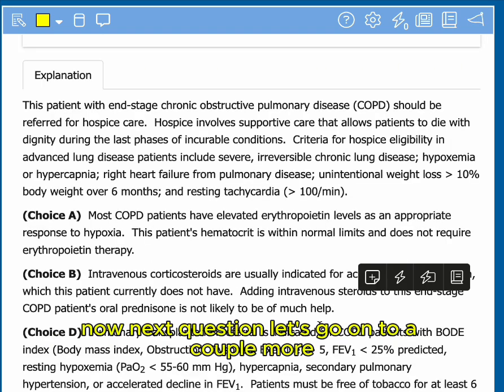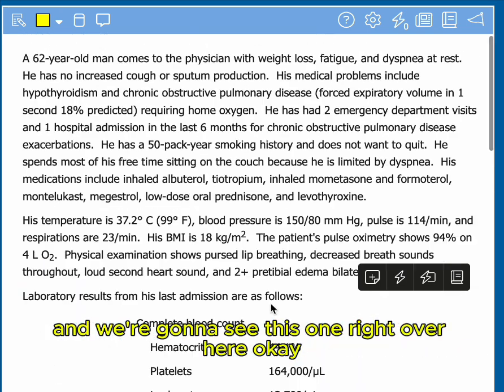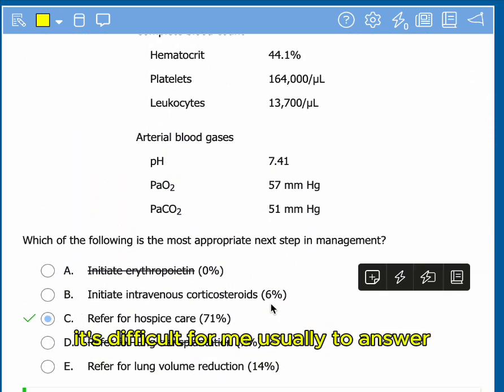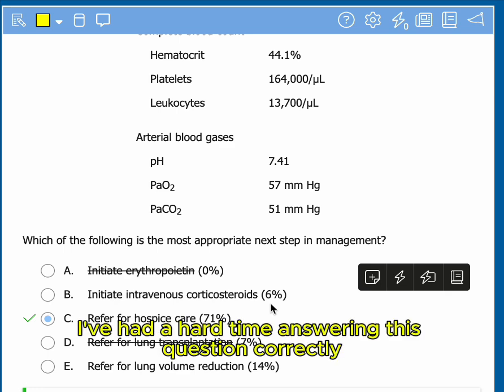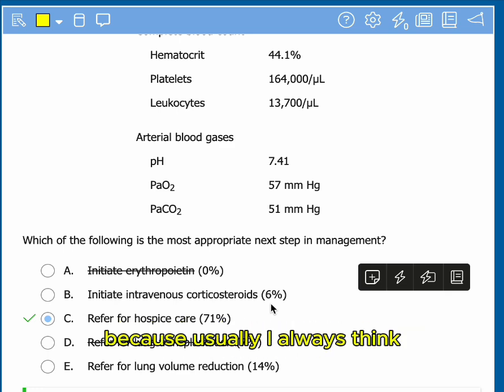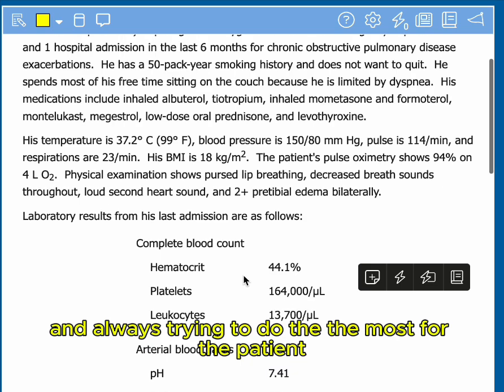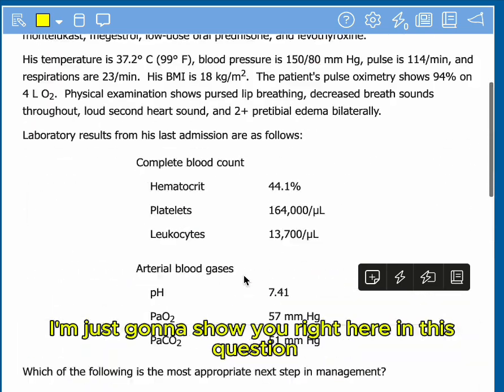Okay, now next question. Let's go on to a couple more. We're going to see this one right over here. It's difficult for me usually to answer hospice care questions, and in the past I've had a hard time answering this question correctly because I always think, can we do this? Can we do X, Y, and Z? Always trying to do the most for the patient. But I'm just going to show you right here in this question.